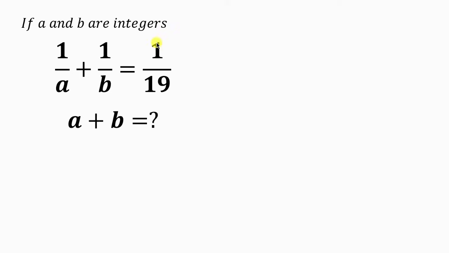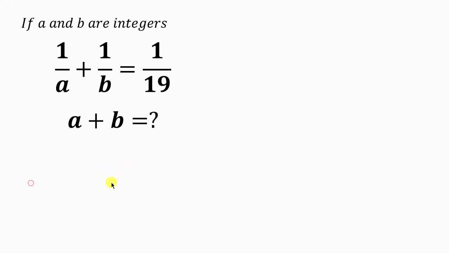We have this nice and beautiful question on the board that says, if A and B are integers, find the values of A plus B, given that 1 over A plus 1 over B is equal to 1 over 19. Well, our first step will be for us to combine the fraction on the left.